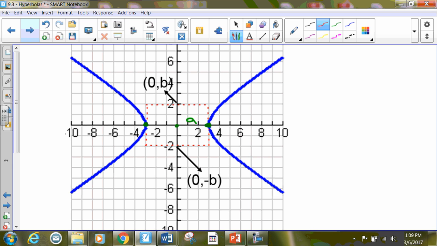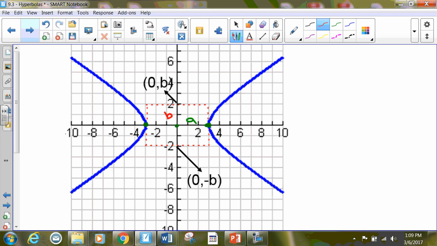B. The B is always going to be the distance from the center to the top of this box. So kind of remember B and box. B always goes to the box, whether it's the distance from the top of the box to the bottom of the box or to the left and to the right. It's always going to have to do with the box. A is always going to be the distance from the center to each of these vertices. Okay?